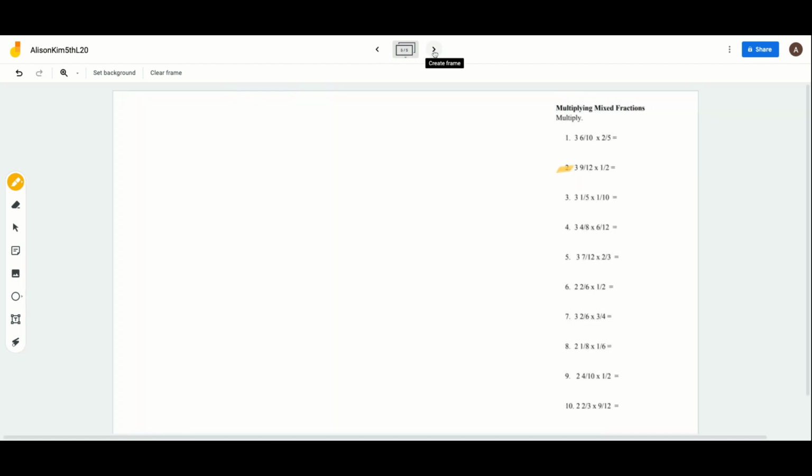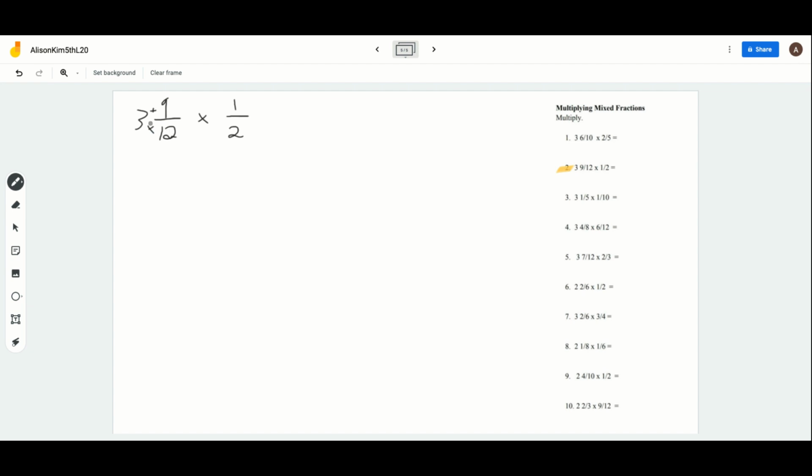Now let's move on to multiplying mixed fractions. We're going to do number 2 together. So number 2 gave us, as you can see, let's write it, I'll draw it because it looks better when it's drawn. Number 2 gave us 3 and 9/12 times 1/2. Now, when you have mixed fractions and you're multiplying, it's easier to make them improper fractions, which you do by multiplying the denominator by the whole number, and then you add the numerator.